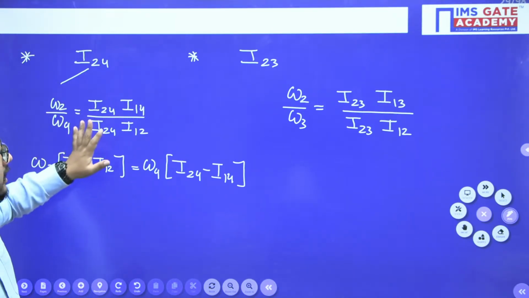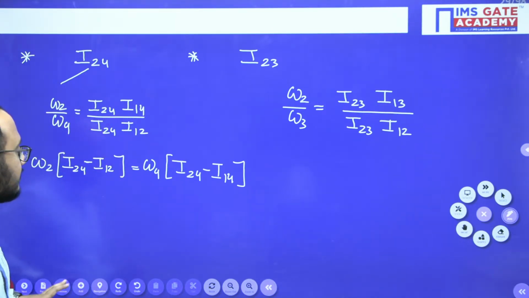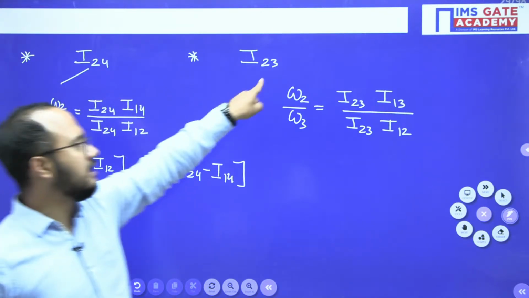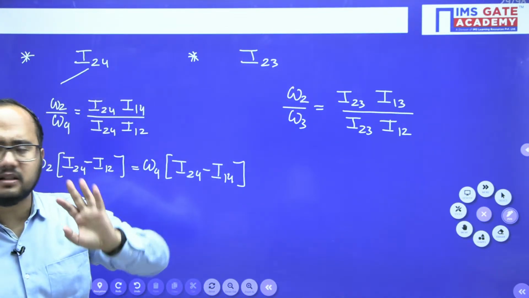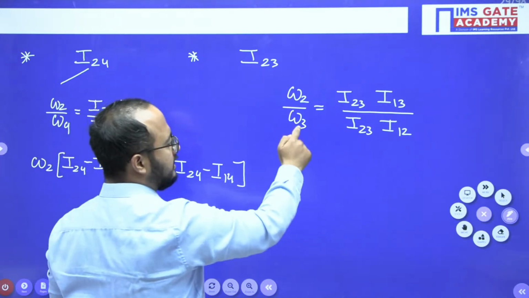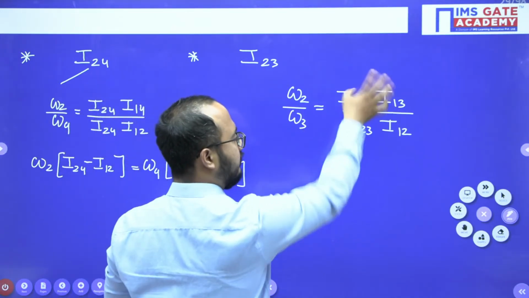How to write the angular velocity ratio theorem in this case? So consider any eye center. Let's suppose 2, 3 or 2, 4, any eye center you can consider. Omega 2 by omega 3 is there here, but in this case the inverse ratio will come.